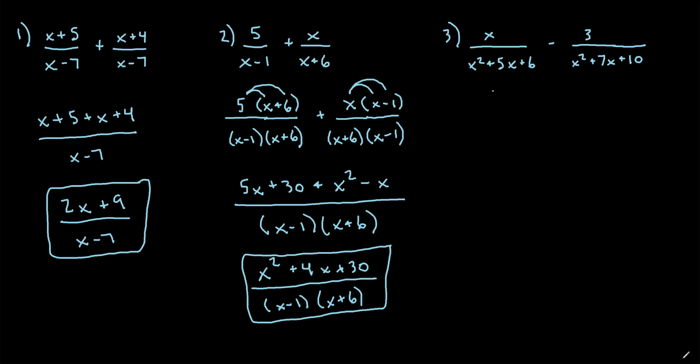And then over here, we have minus 3 over, what numbers multiply to 10 and add to 7? So that would be 5 and 2. So I have x plus 5, x plus 2. Okay, now we can ask, how can we make these two denominators equal? Well, notice they both have an x plus 2, but this denominator is missing an x plus 5. So let's just go ahead and multiply it by x plus 5. And then notice this denominator has an x plus 5 and an x plus 2, but it's missing an x plus 3. So we just need to multiply it by an x plus 3.